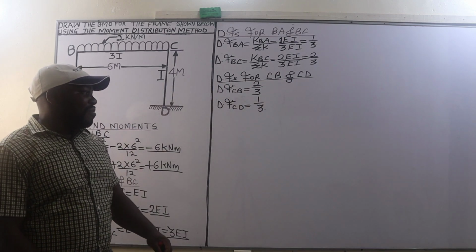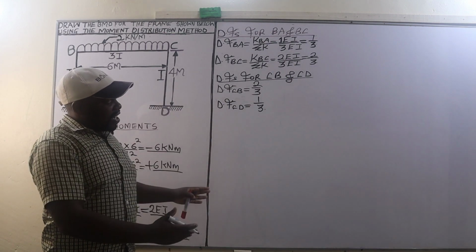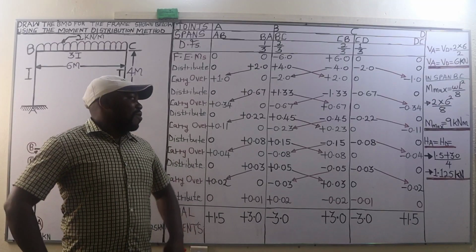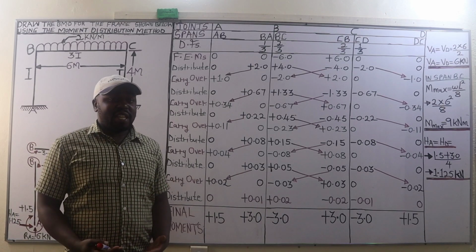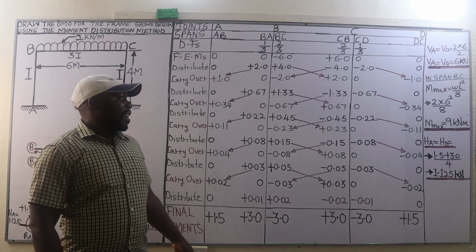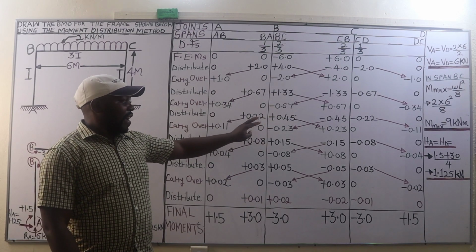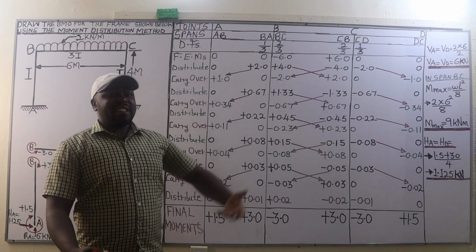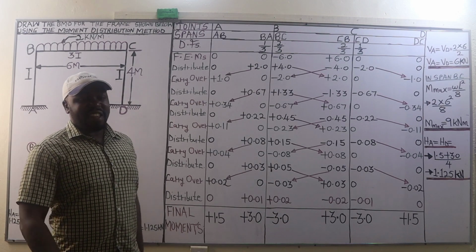So, ladies and gentlemen, we now have all the values that we need to plot the distribution table and carry out the distribution process. We are back again, and after we had calculated the stiffness factors, the distribution factors, and the fixed end moments, the next step definitely will be filling or drawing a distribution table. I have already drawn it and filled everything just to save on time, but I'll explain everything, and I hope you are going to understand and enjoy the content of the day.